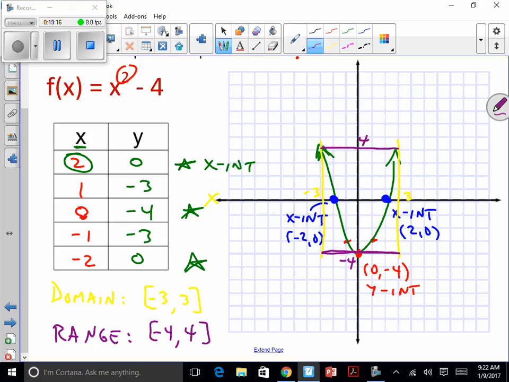Pause. Any questions where we got the -3 or the 3? Or the -4 and the 4? Yeah, nice and easy. Left to right, bottom to top. Okay.